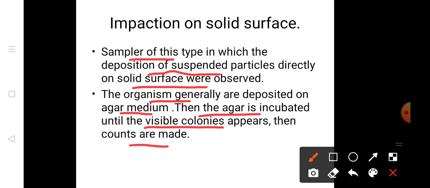Whatever air is coming will impact onto the solid surface and deposit onto it, such as agar. This agar-containing plate is incubated for a particular time in hours, and after that we count the colonies.